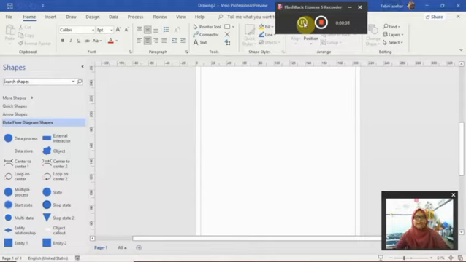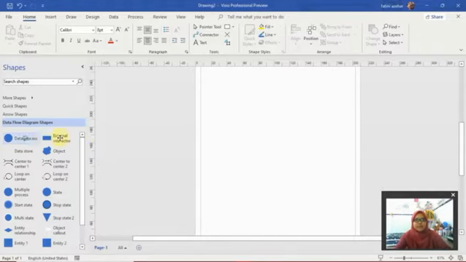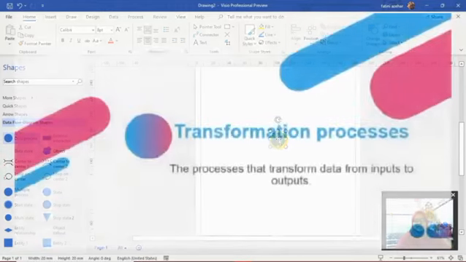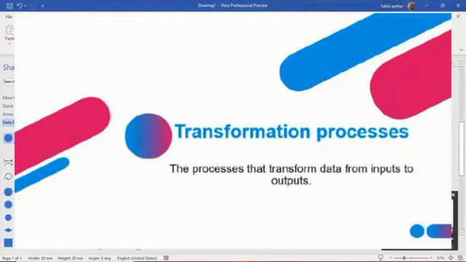As we know from the explanation, the purchase order, receiving report and invoice enter the accounts payable at different times, so we should do it separately. We draw a circle for accounts payable that shows the process that transforms data from inputs to outputs. The circle is named the transformation process.